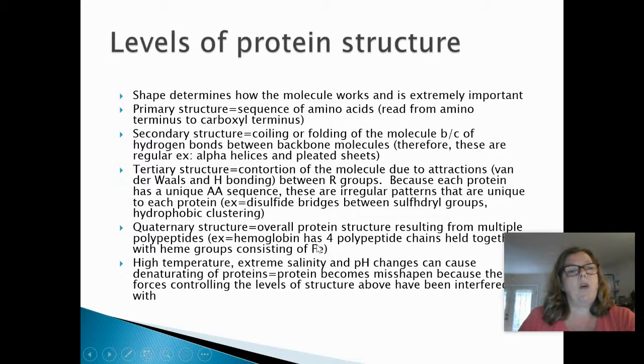Now, notice a lot of times the interactions that you see here, particularly in the secondary and tertiary structure, are attractive forces, intermolecular forces. It's very, very easy to mess with those with high temperature, extreme salinity, and pH changes, right? And when that happens, you can denature the protein. That means one of these three factors has interfered with those intermolecular forces that are holding the protein into its shape, and so the protein becomes misshapen.